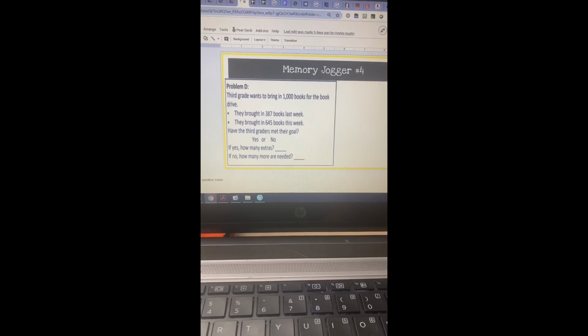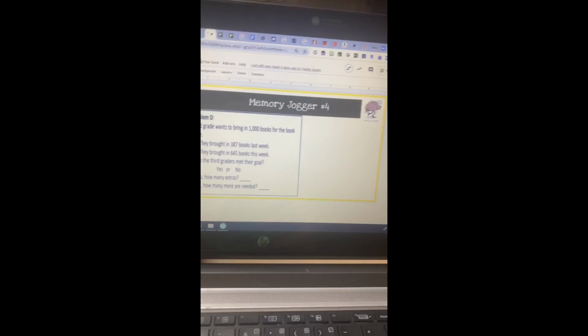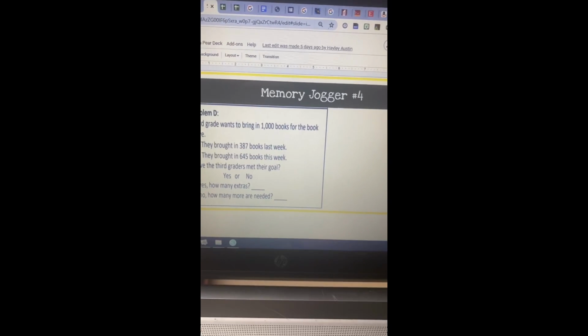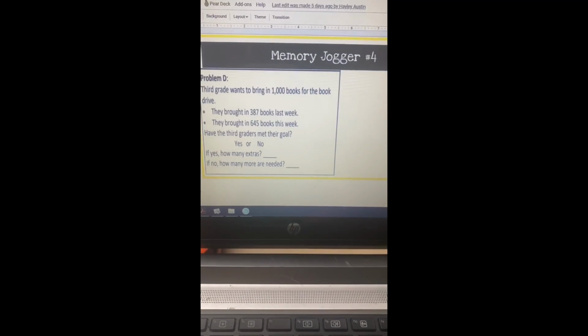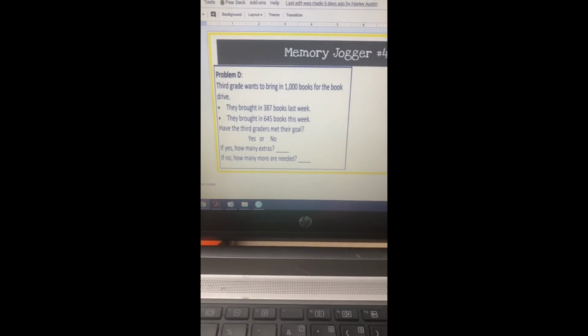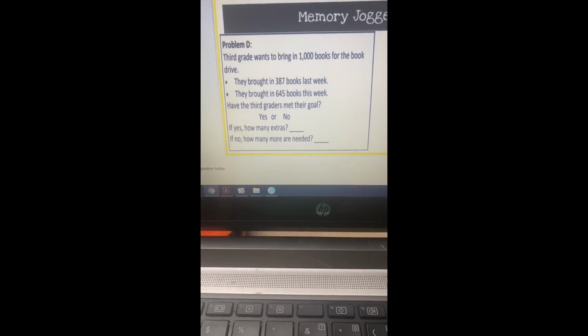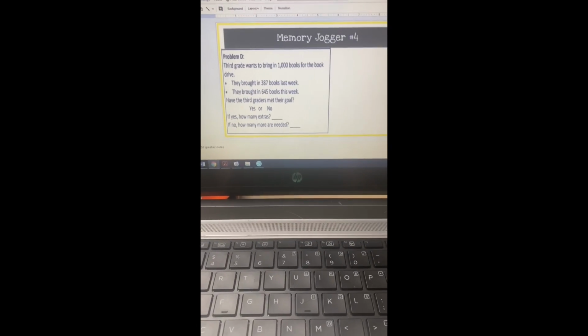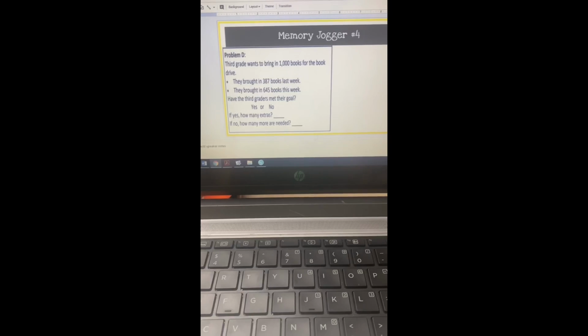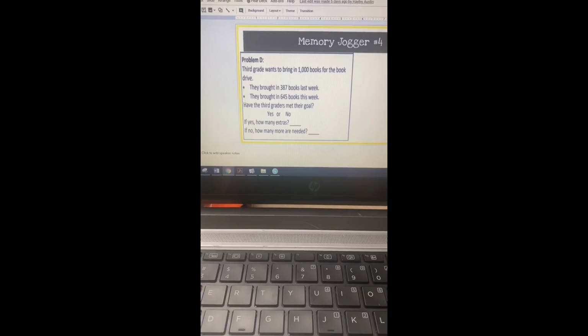And our last problem, it says 3rd grade wants to bring in 1,000 books for the book drive. They brought in 387 last week. They brought in 645 books this week. Have the 3rd graders met their goal? Yes or no? If you come up with the fact that they have met their goal, how many extras do they have? If they have not met their goal, how many more do they need?